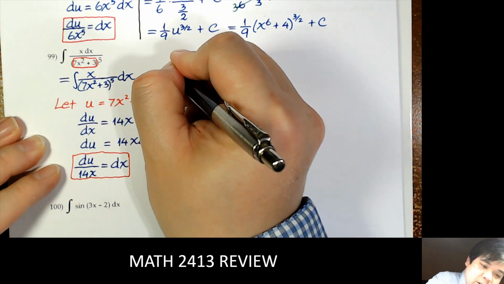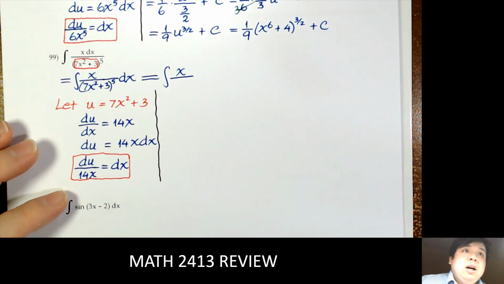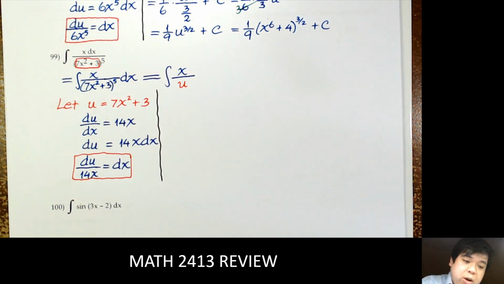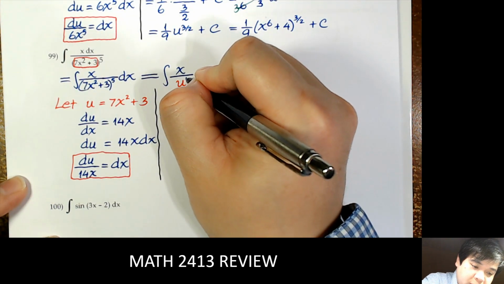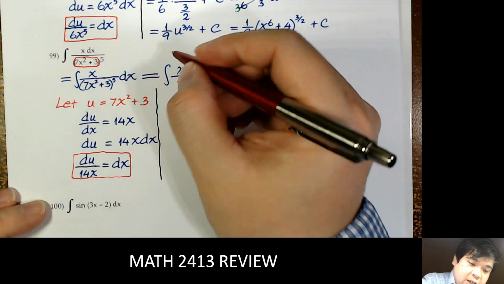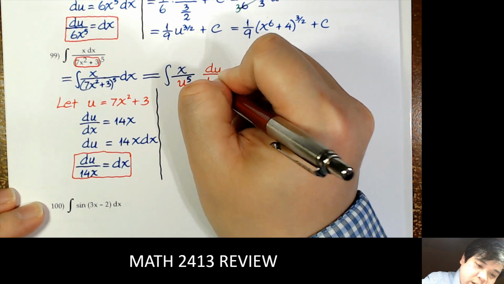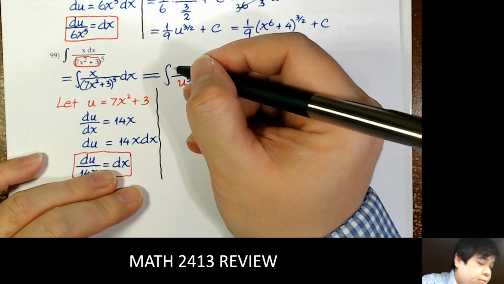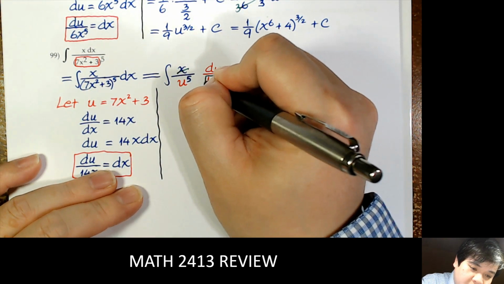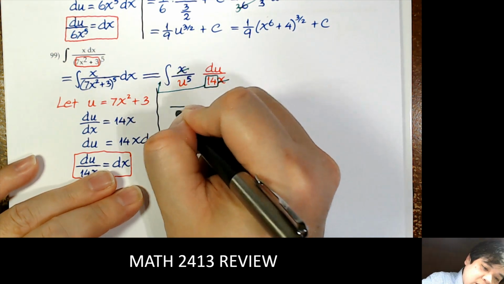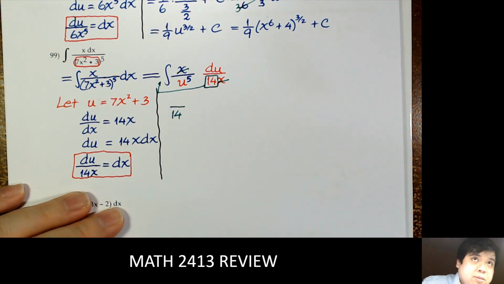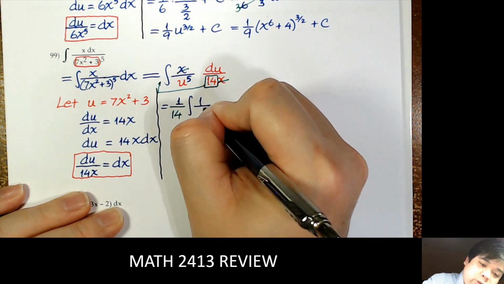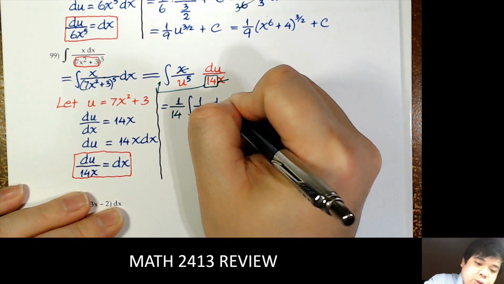So we continue. x will stay there. 7x squared plus 3 is going to be u, still to the 5th power. dx is du over 14x. That works out perfectly. This x cancels that x. The 14 constant, bring it outside, and it stays at the bottom. And then we have 1 over u to the 5th power du.